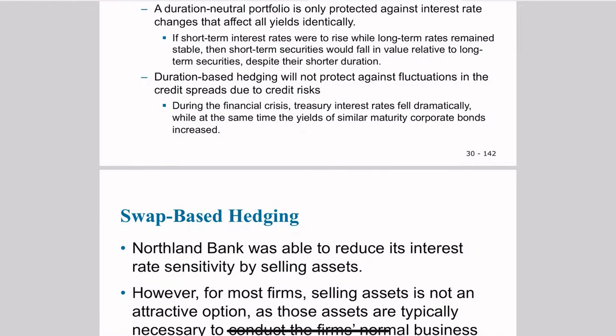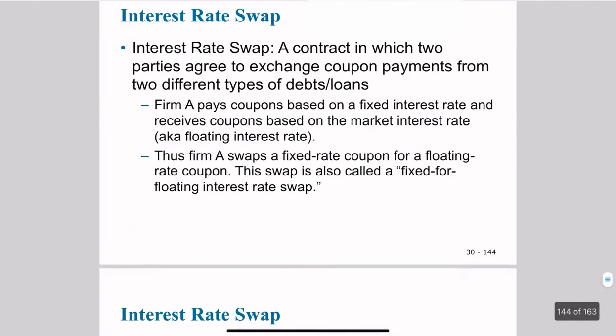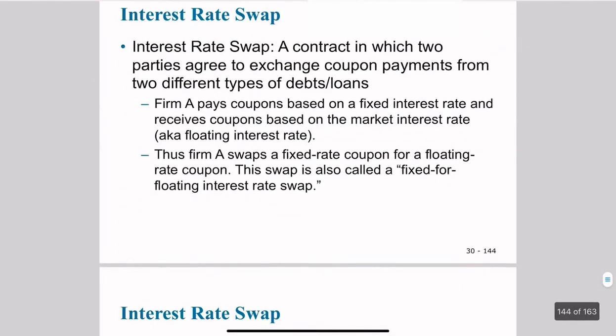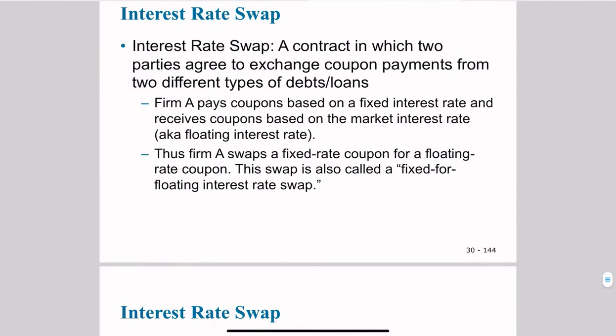And then we introduced swap-based hedging. And we finished this part on defining interest rate swap, right? So we want to understand what is the interest rate swap. And just from the name, you can see that it's actually a pretty simple concept. If a firm is swapping one type of interest rate for a different type of interest rate, then we call this contract an interest rate swap.